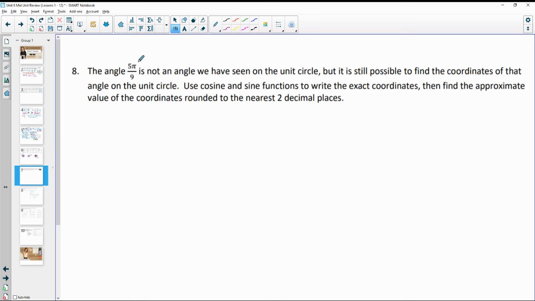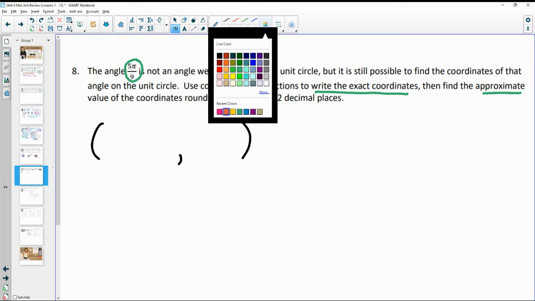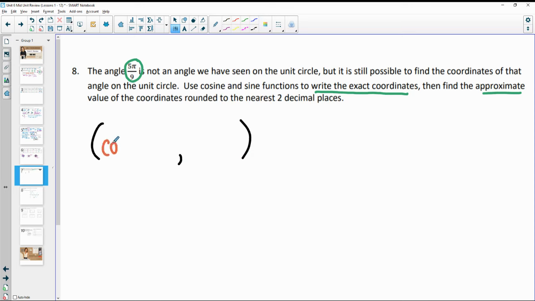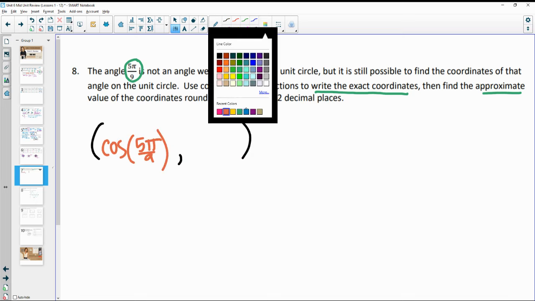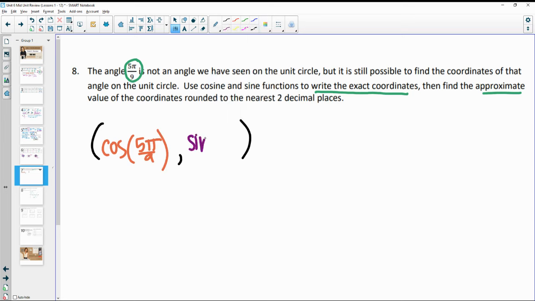Number 8, the angle 5 pi over 9 is not an angle we've seen on the unit circle, but it's still possible to find the coordinates of that angle on the unit circle. Use cosine and sine functions to write the exact coordinates, then find the approximate. So when we're writing the exact coordinates in terms of sines and cosines, remember that the x value is the cosine of the angle, so cosine of 5 pi over 9. And then the y value is the sine of the angle, so sine of 5 pi over 9. So there would be your exact coordinates.